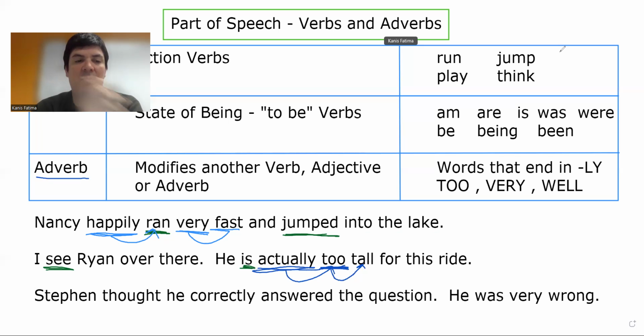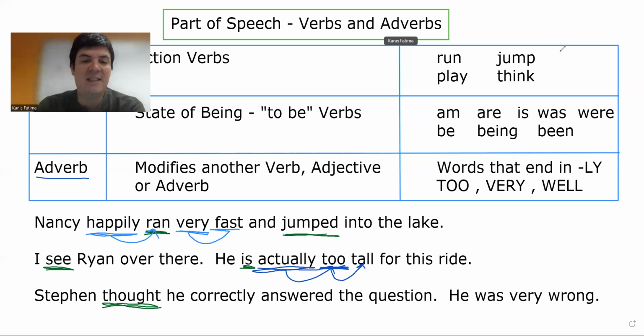My last example, Stephen thought he correctly answered the question. In this sentence, I see two verbs. The first, thought. That is an action. Thought is the past tense of think. What did Stephen do? Stephen thought.